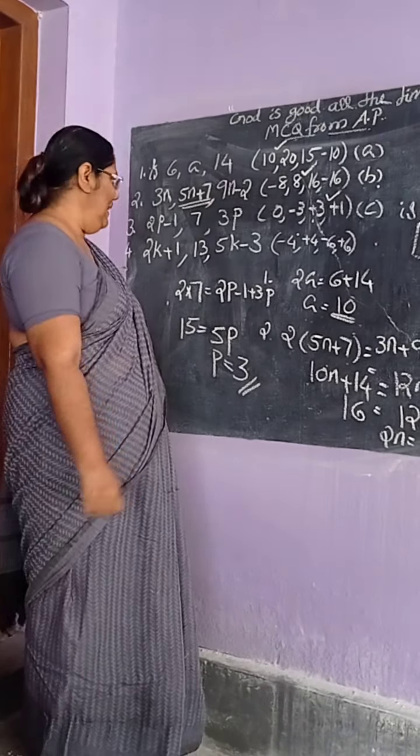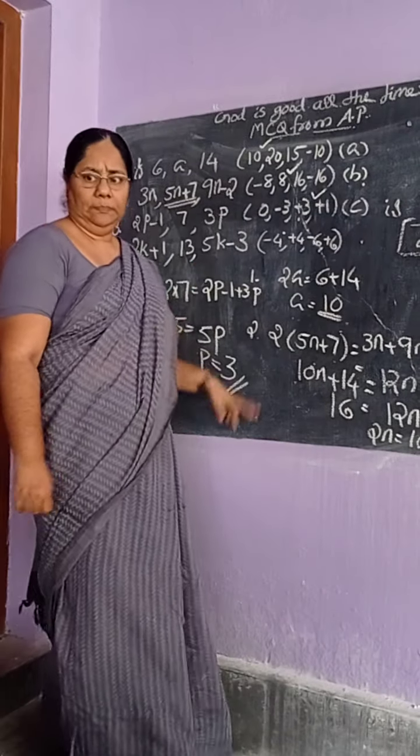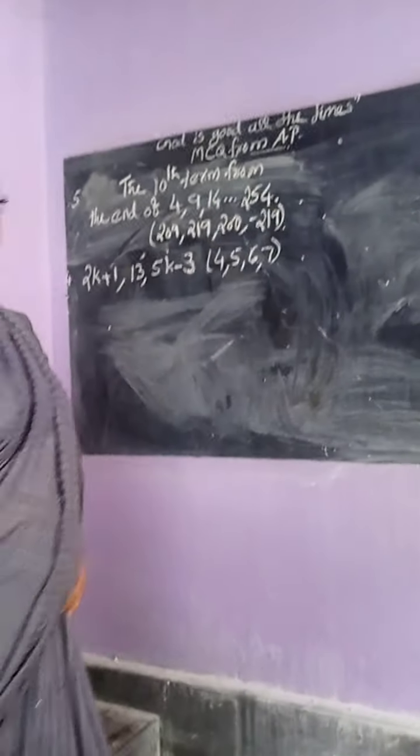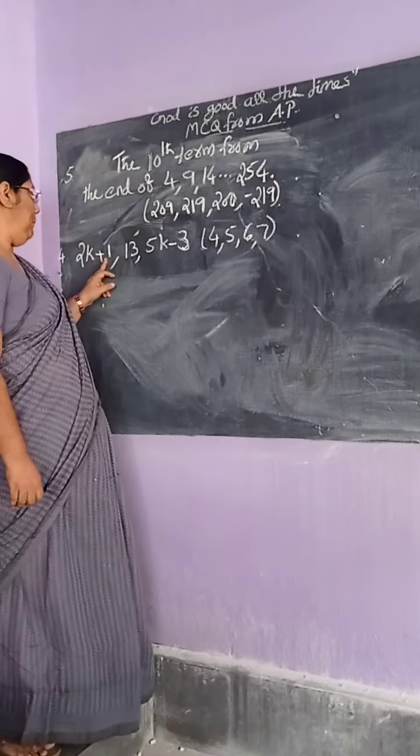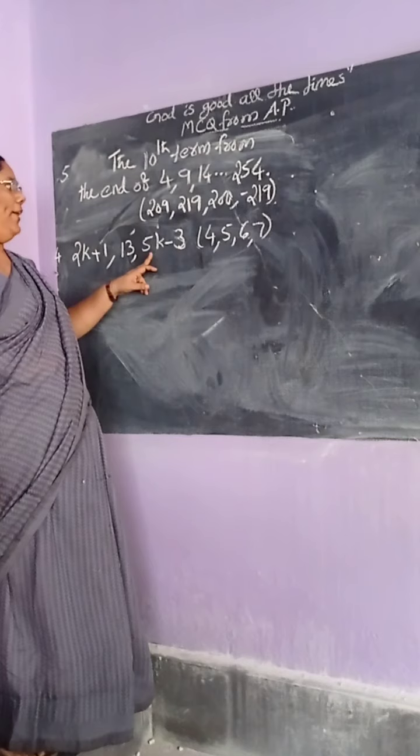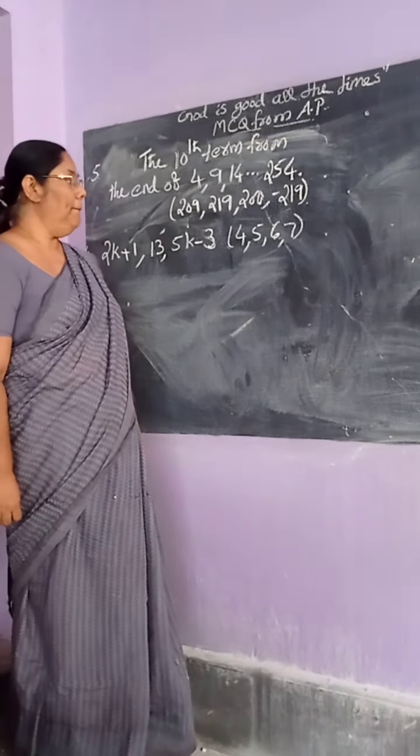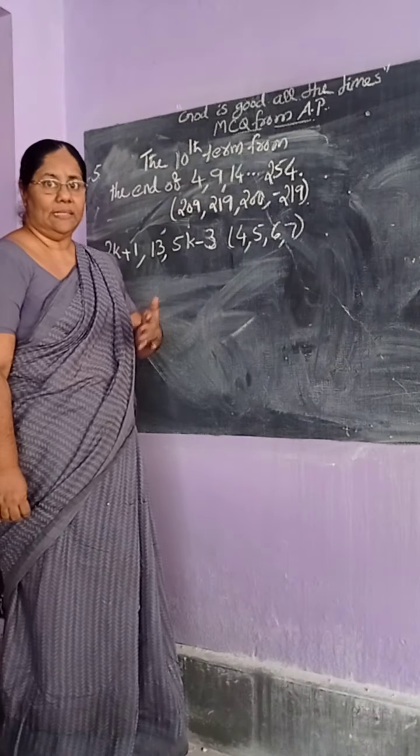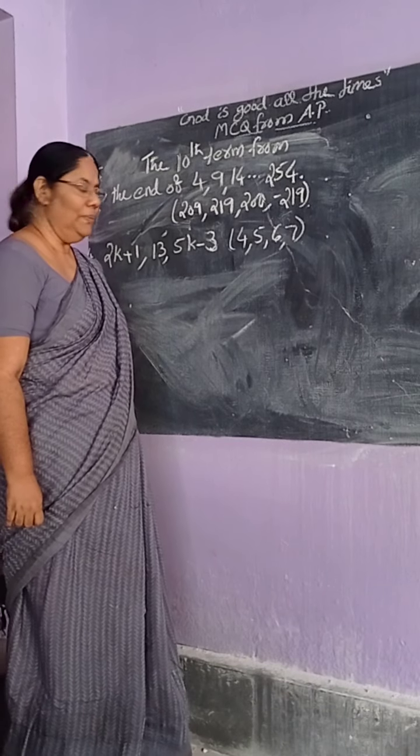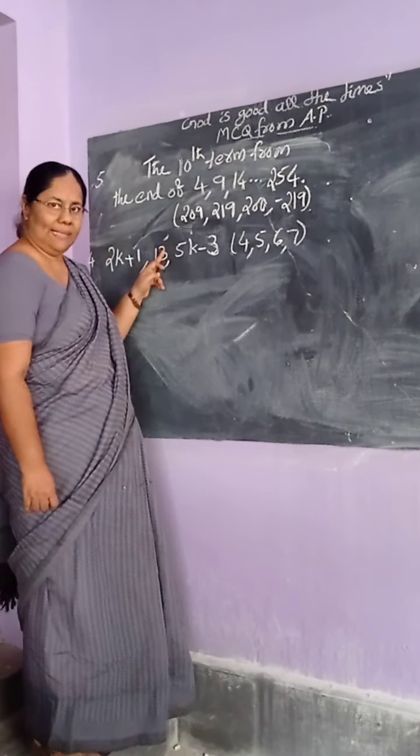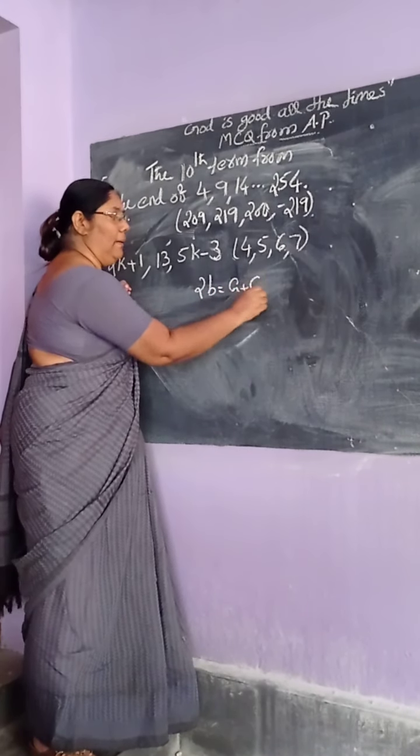Understand? Then we can do one more question of the same type. Copy the question. Then the fourth question. If 2k plus 1, 13, 5k minus 3 are three consecutive terms of an AP, the value of k is. Try to do it by yourself. Which is the middle term here? Yes, 13 is the middle term.